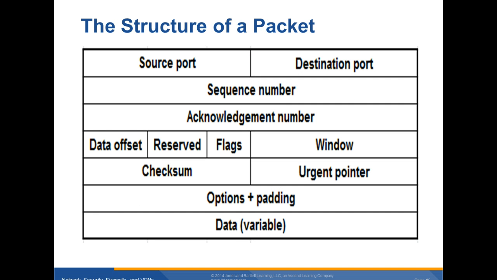Here we see the structure of a packet: the source port, the upper left-hand set of bits, the destination port, a sequence number, acknowledgement number. At the very bottom is the data, which of course has a variable length.